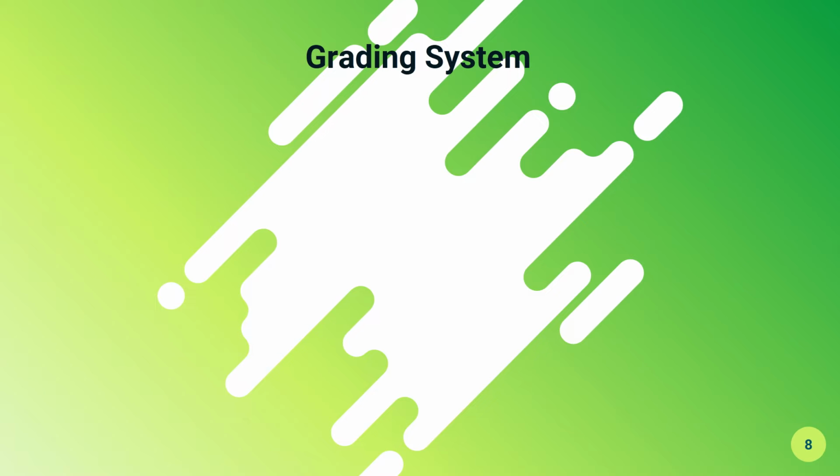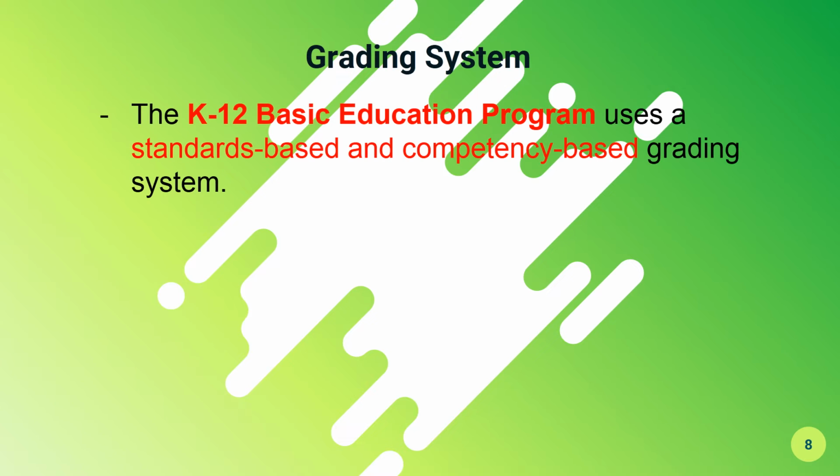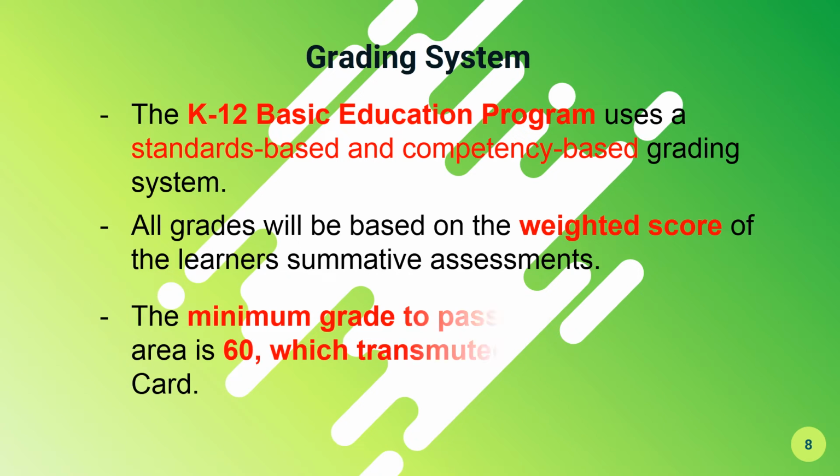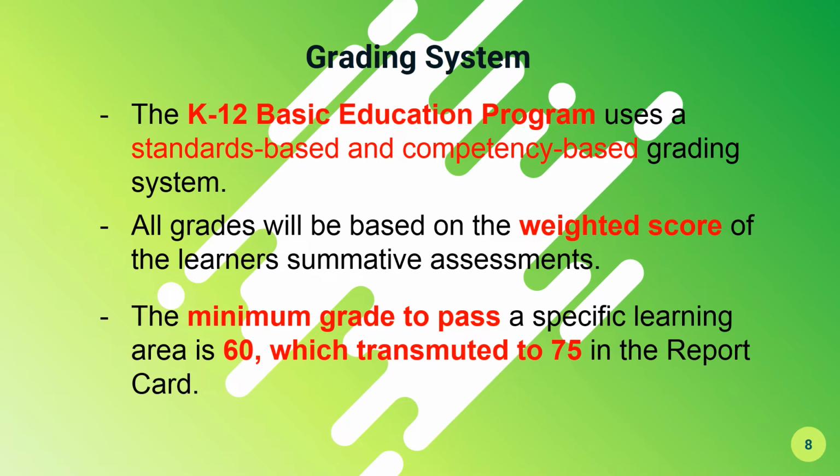The grading system. The K-12 basic education program uses a standards-based and competency-based grading system. All grades will be based on the weighted score of the learner's summative assessments. The minimum grade to pass a specific learning area is 60, which is transmuted to 75 in the report card.